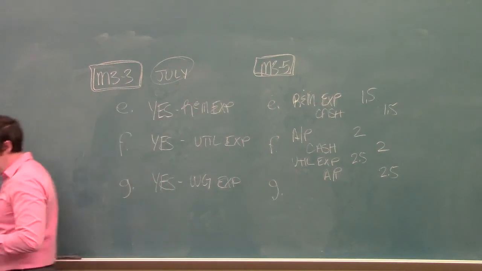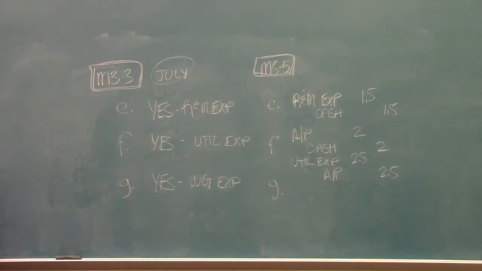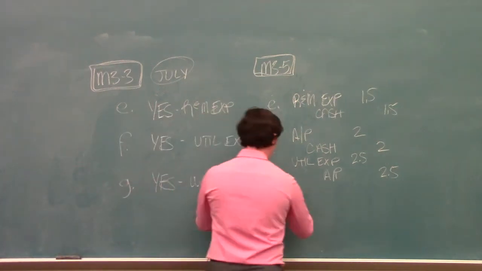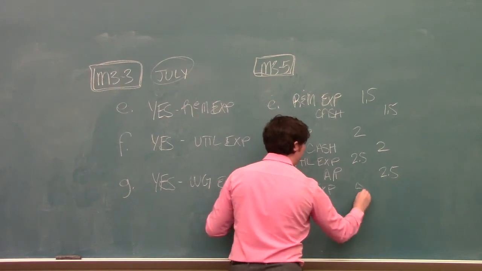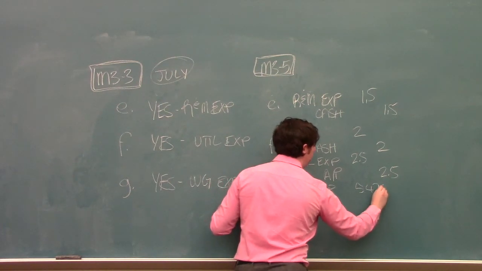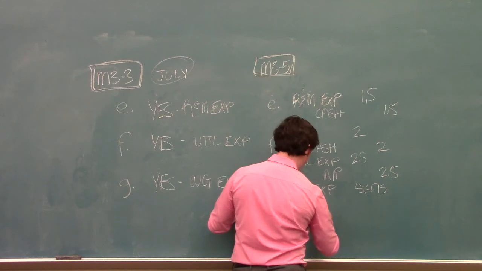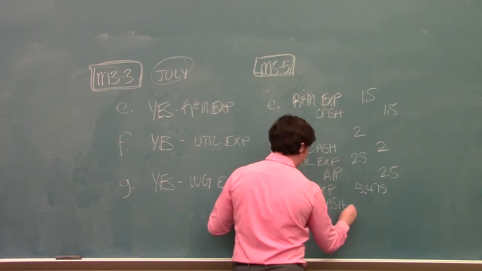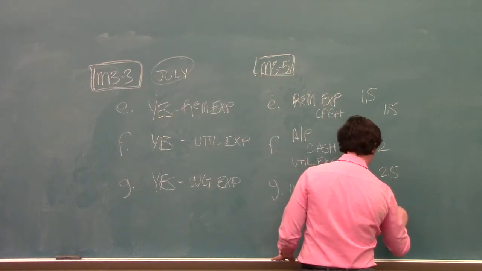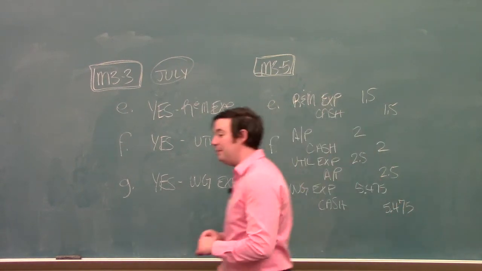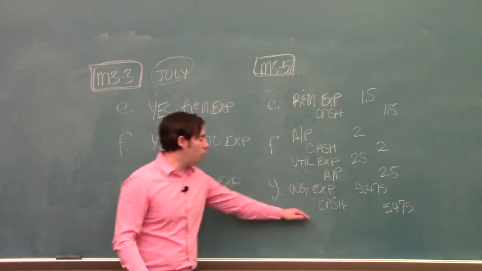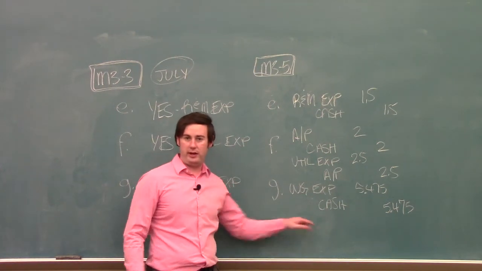And it tells us that we already paid this amount to the employees. So we would debit wage expense here for $5,475, and credit cash for $5,475 because we paid them. If we had not paid them yet, we could have credited wages payable. Okay, could have credited wages payable.